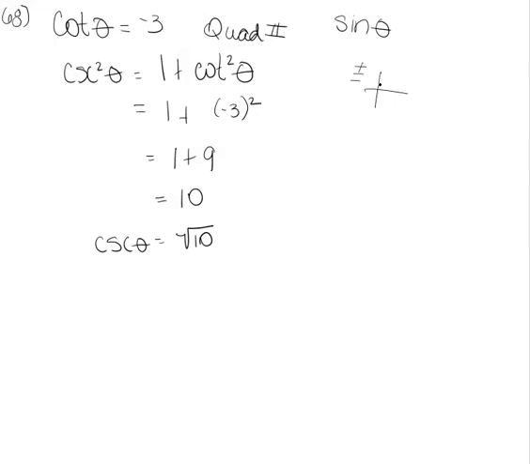But I want to know what the sine of theta is. So sine of theta is equivalent to 1 over the cosecant of theta. Therefore, it's equivalent to 1 over the square root of 10, which simplifies to the square root of 10 over 10. So sine of theta is the square root of 10 over 10 when the cotangent of theta is negative 3 in quadrant 2. So hopefully these examples of using reference angles to find the functions of theta and using identities can help you with your homework.